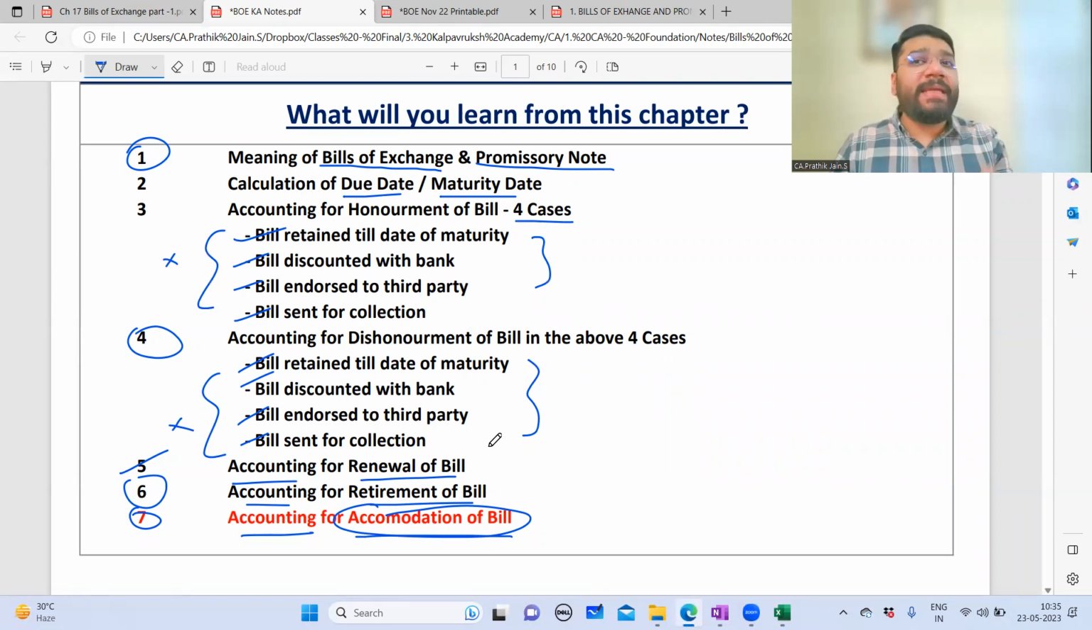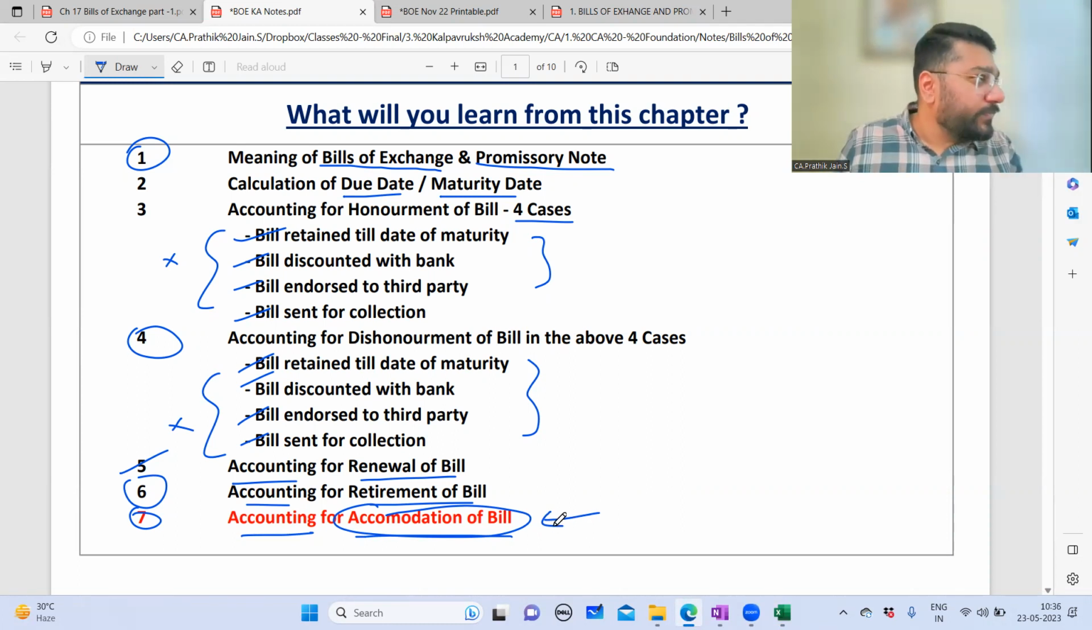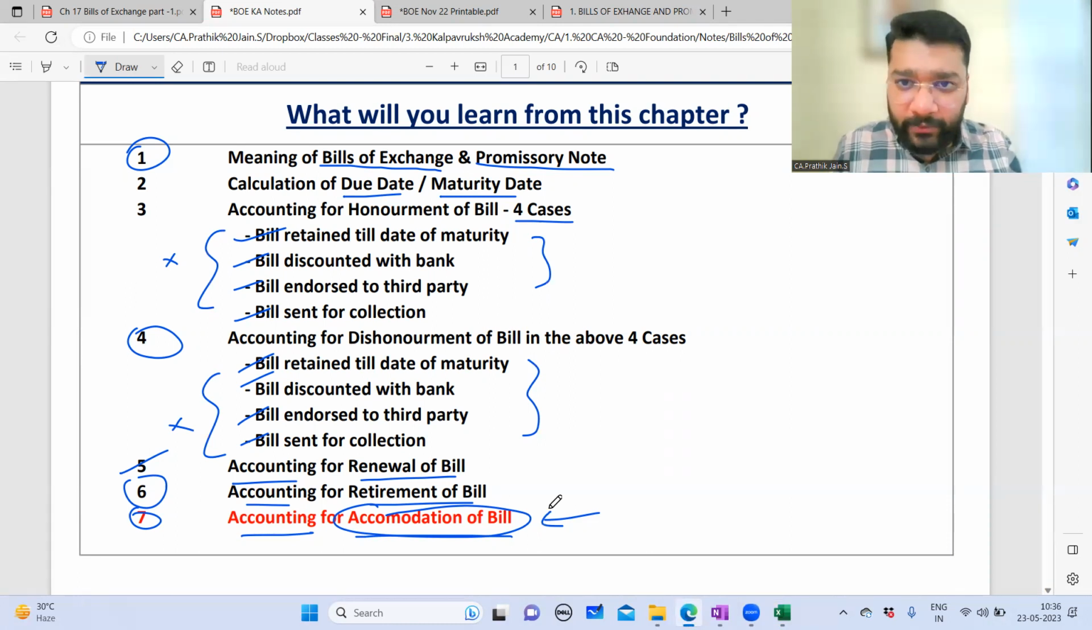We'll repeat all these 8 cases as a quick revision, and then we'll majorly concentrate on accommodation of bill, thereby making the base very strong for all of you. So are you clear with the strategy that we are adopting? Online people, hello, am I clearly audible to all of you?